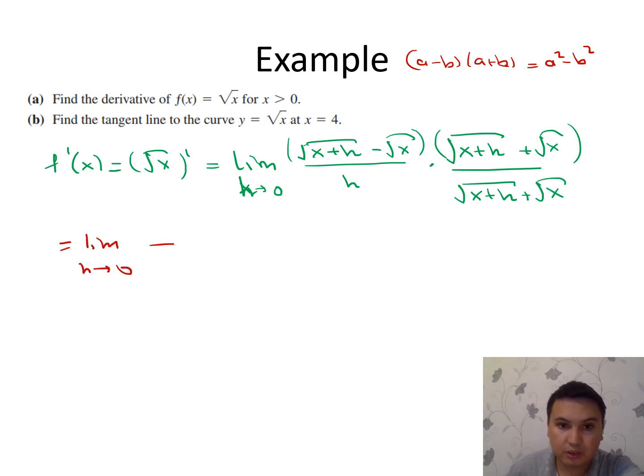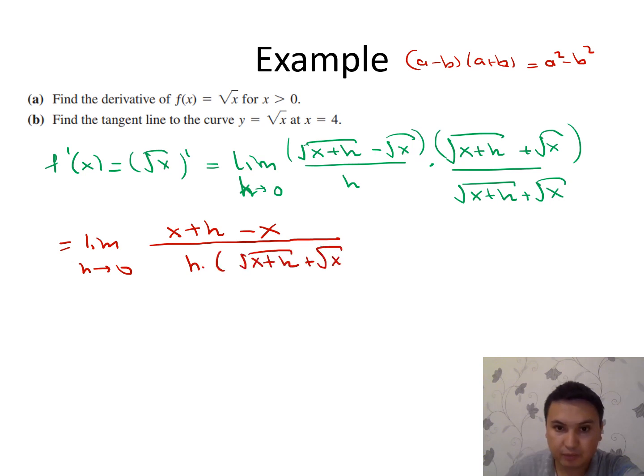As h goes to 0, at the top I'm left with, you square it, so it becomes the square root of x plus h squared. The square and the square root cancel, so you're left with x plus h. And the square root of x squared is x. And at the bottom, I am left with h and this term. Okay, so x is cancelled.